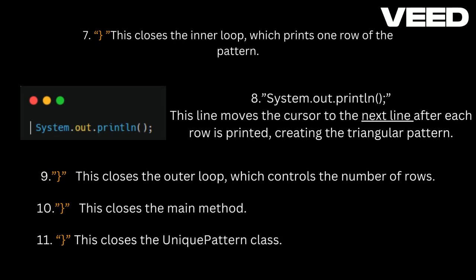Line number 7, this closes the inner loop which prints one row of the pattern. Line number 8, System.out.println; ln is used to print to the next line, so the cursor moves to the next line and again it goes to the outer loop. Line number 9 closes the outer loop which controls the number of rows. Line number 10 closes the main method. Line number 11 closes the UniquePattern class.